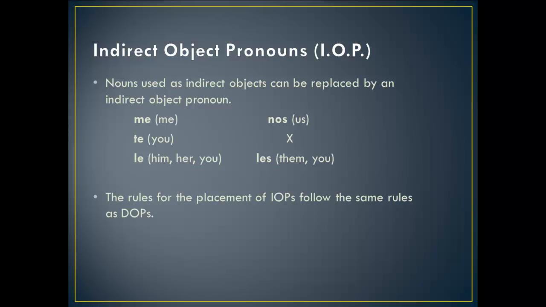Okay? Your indirect object pronouns, all right, are me, te, le, nos, and les. So you do not need to know the gender.